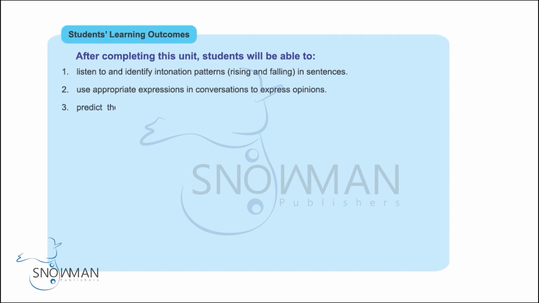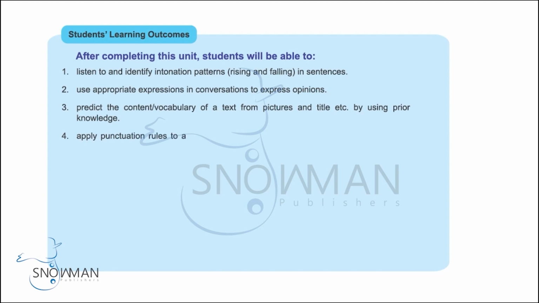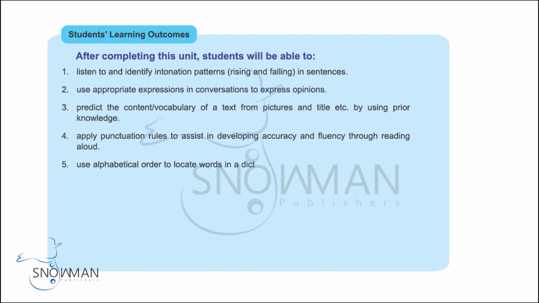Predict the content or vocabulary of a text from pictures and title, etc., by using prior knowledge. Apply punctuation rules to assist in developing accuracy and fluency through reading aloud. Use alphabetical order to locate words in a dictionary for increase in vocabulary and aid in comprehension of texts.